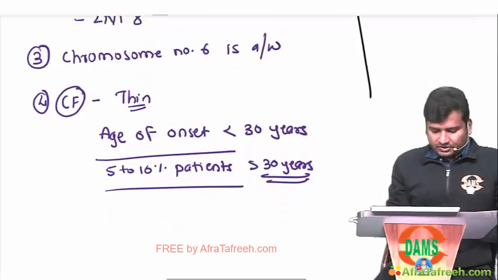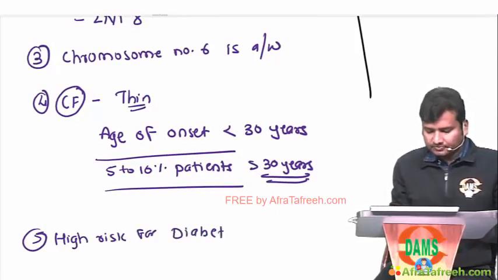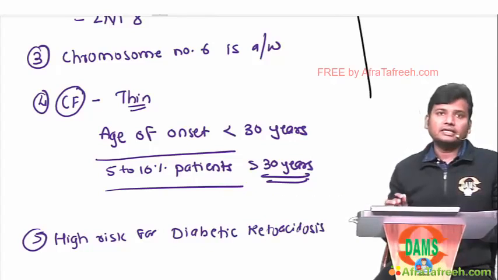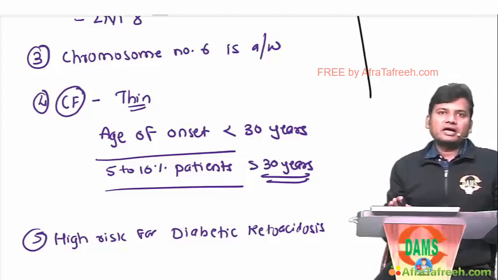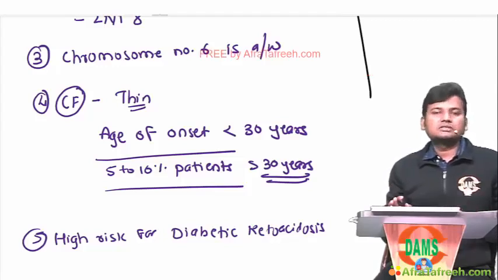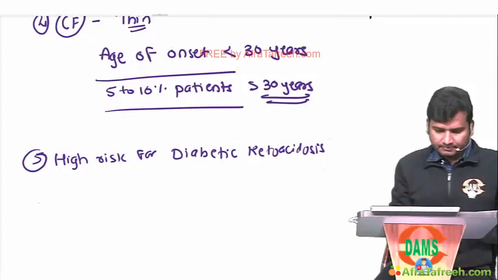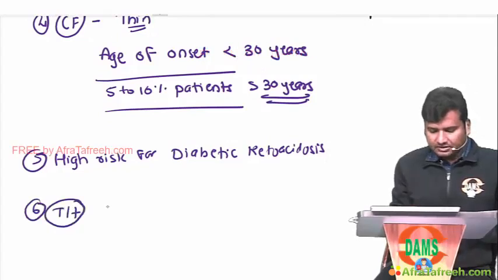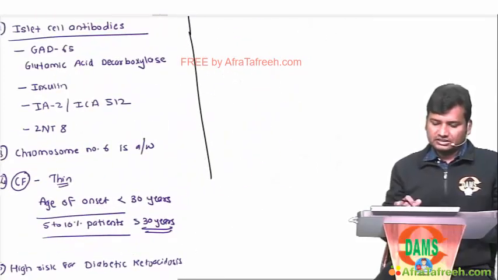Now, these patients are having high risk for diabetic ketoacidosis. We will discuss this in diabetic ketoacidosis. These patients are having very high risk of diabetic ketoacidosis because these patients are having very severe insulin deficiency. Then treatment is insulin, injections of insulin.